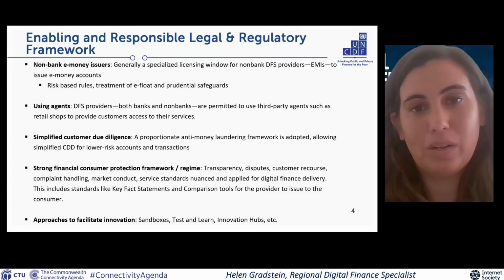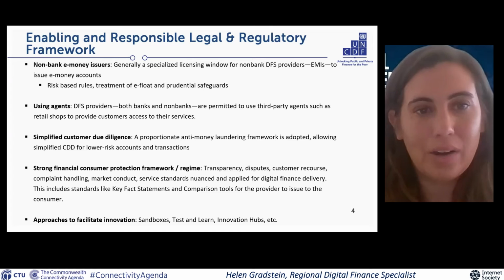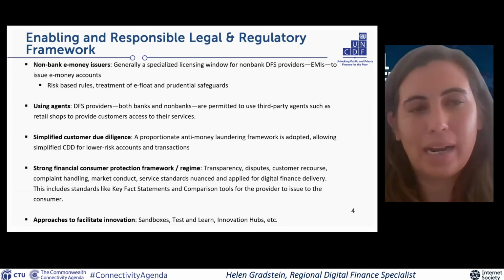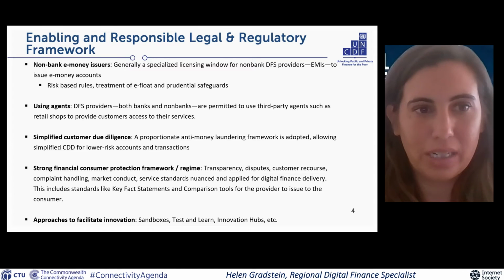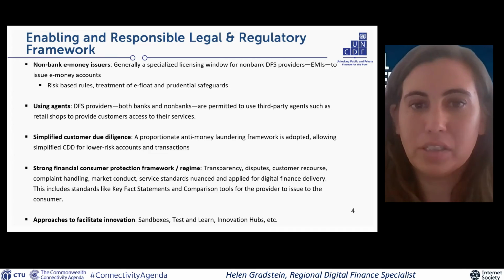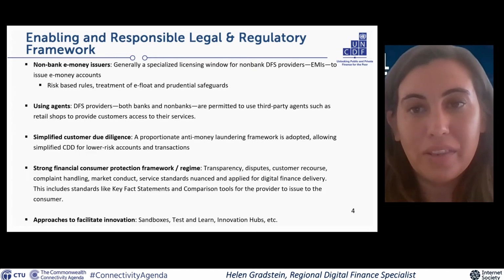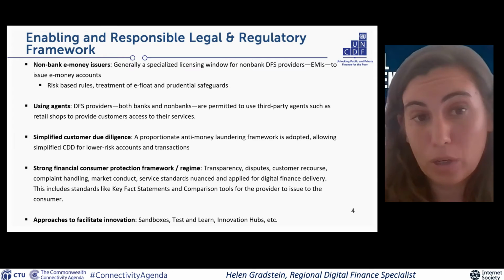There's different terms that we see around the world, but these specialized licensing windows allow non-banks to provide e-money accounts or prepaid or store value accounts without being subject to the full range of prudential rules applicable to commercial banks. And it often includes details around e-float and other prudential safeguards, particularly when this is newer to the market. For instance, e-money issuers who might pose a systemic risk.